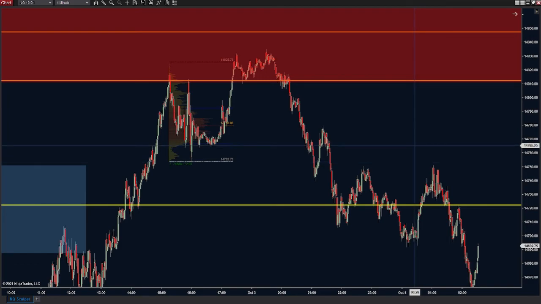But hopefully this gives you a little bit of insight in how to narrow down these areas of interest. You don't have to just stick to one time frame, and in fact, it's likely a detriment if you do.